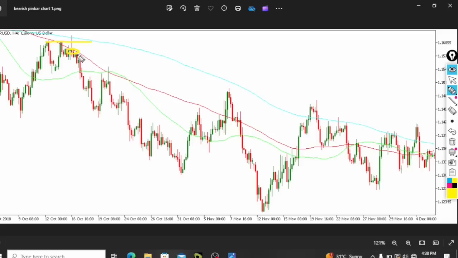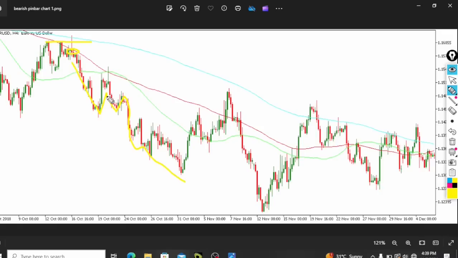So whenever you notice this pin bar appear around a resistance area and around a moving average, it could be a moving average crossover. From that moment, there is a high indication that the movement will continue to the downside. It's a very powerful reversal candle anytime you see it.